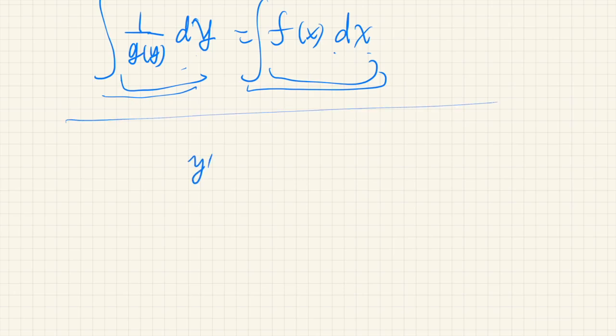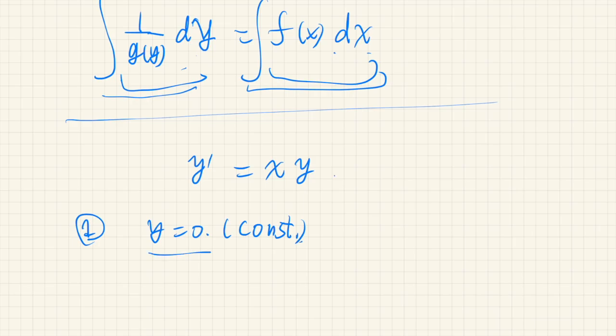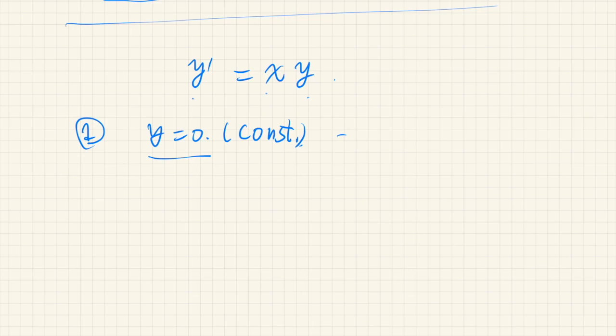Suppose we have this differential equation. y prime is equal to x times y. And case 1, if y is equal to 0, this is a constant function, then this is a solution of this equation, right? Because y is 0, so the right-hand side is always 0, and y prime is also 0, so the left-hand side is always 0. So this is a solution.